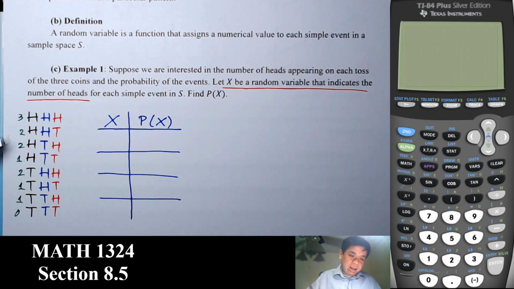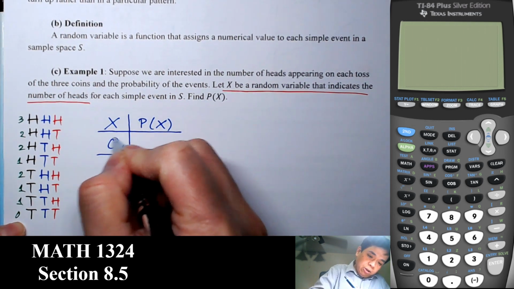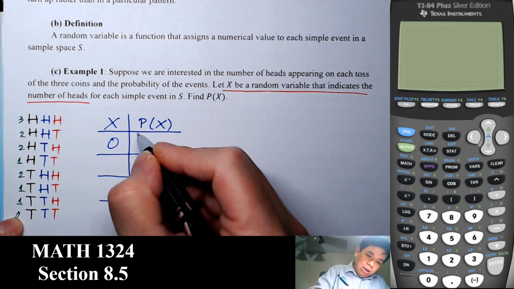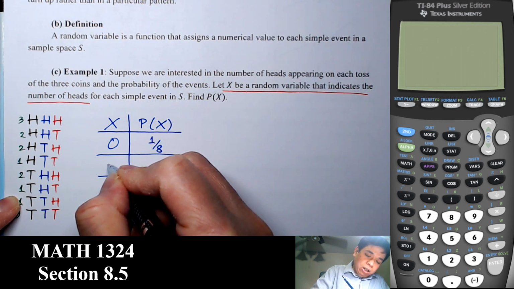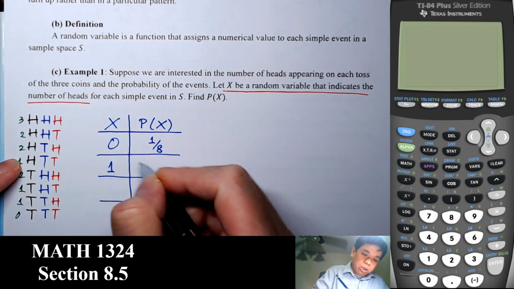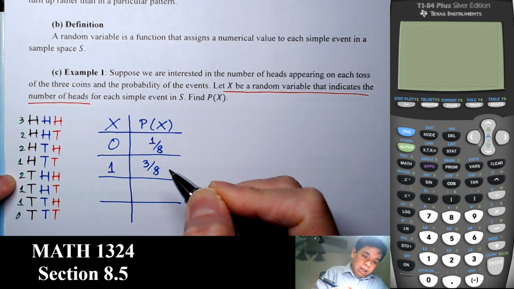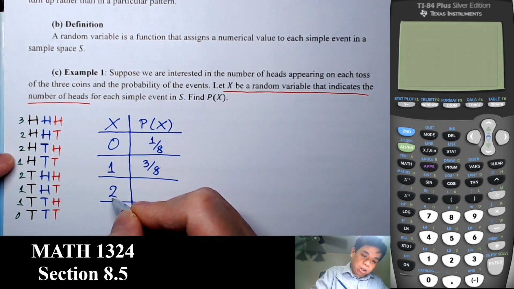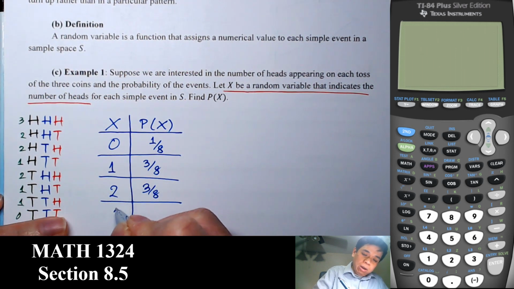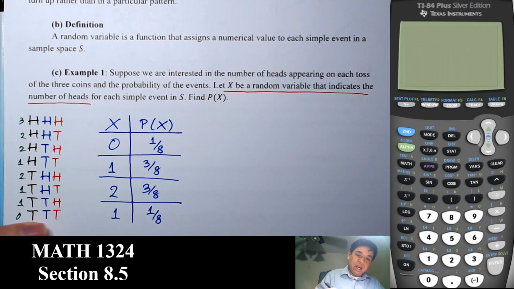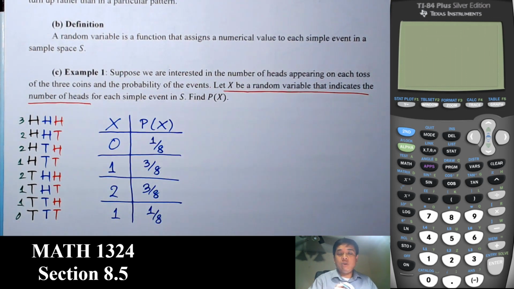So how many 3 do we have? How many 0 do we have? 0 heads, and there will be 1 out of 8. How many 1 head do we have? 1, 2, 3. So 3 out of 8. And there are 2 heads: 1, 2, 3 out of 8. And 3 heads, we only have 1 out of 8. So that is the random variable, which tells us how many heads we have and the probability of getting each case. So that is that together.